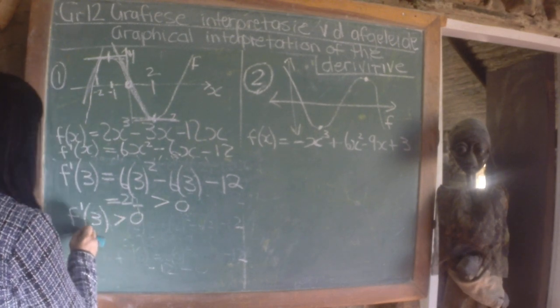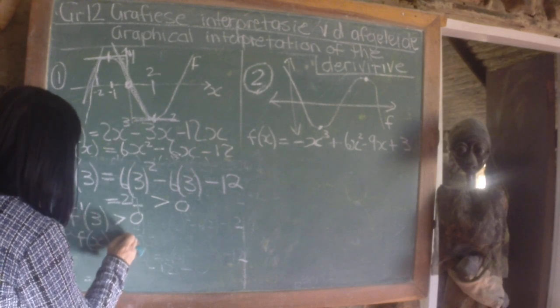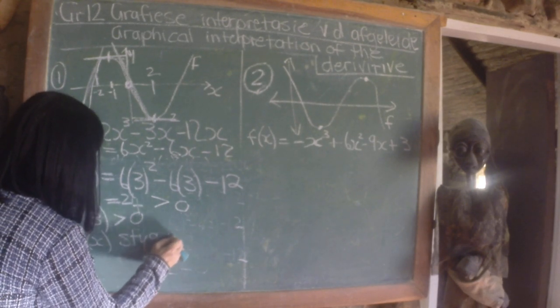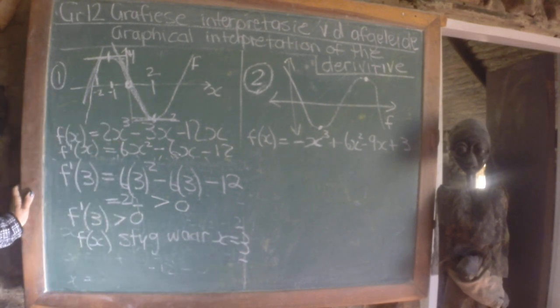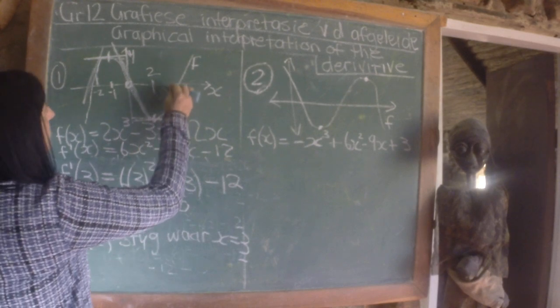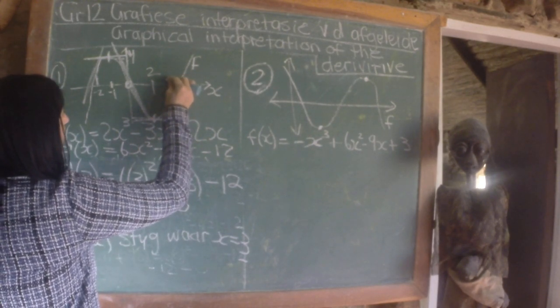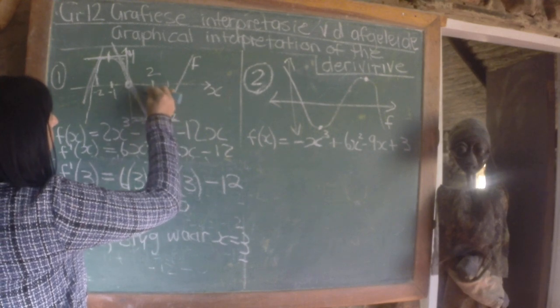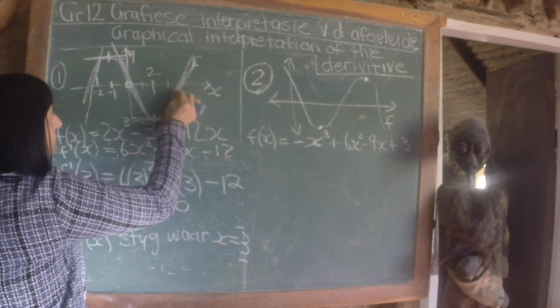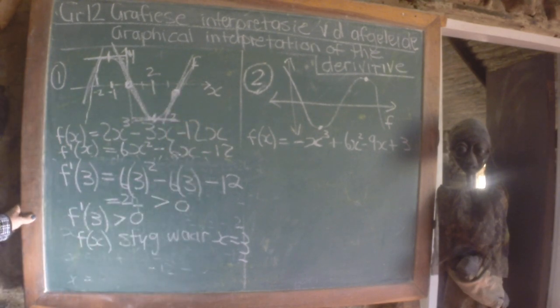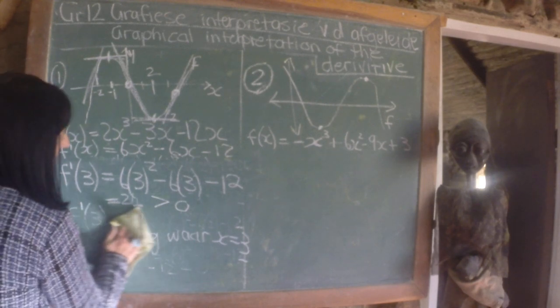So my derivative at the point 3 is greater than 0. So dit beteken fx styg waar x gelyk is aan 3. Dit is hoe jy dit kan netjies gaan skryf by almal to prove that. So if you go to the point 3 over there, your function is ascending en dit is waar die gradiënt van jou raaklyn groter is as 0. Goed, baie maklik. If you know your work then calculus is as easy as pie.